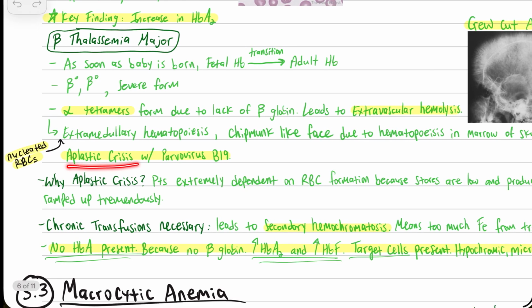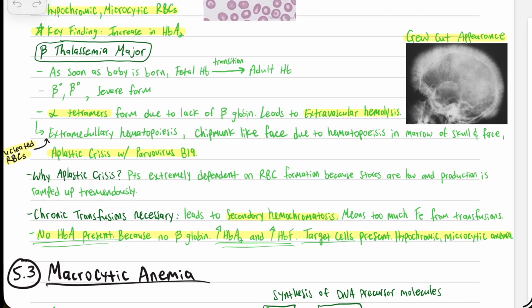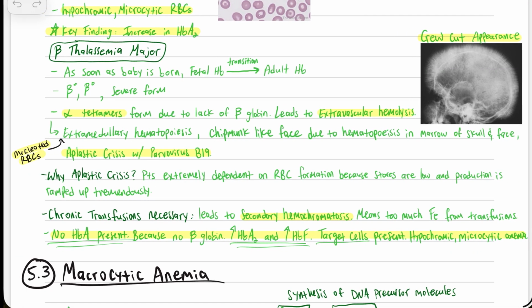And then we can even have something called aplastic crisis if it's with parvovirus B19. So why the aplastic crisis? So the patients, right, with beta thalassemia, they're extremely dependent on red blood cell formation because stores are low and production is ramped up tremendously, and that's what causes that aplastic crisis.